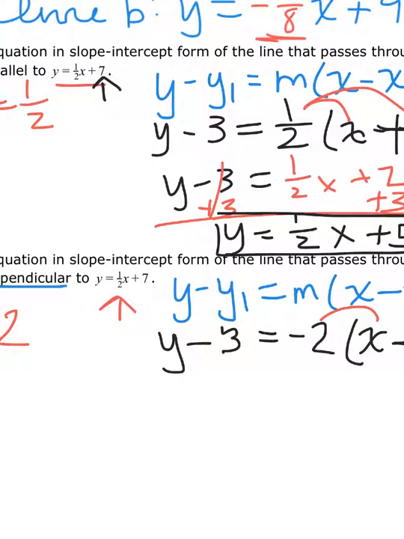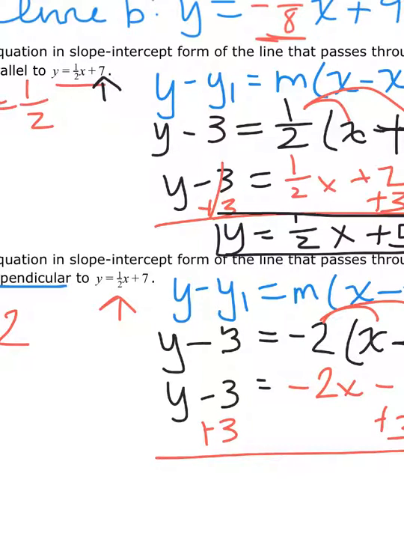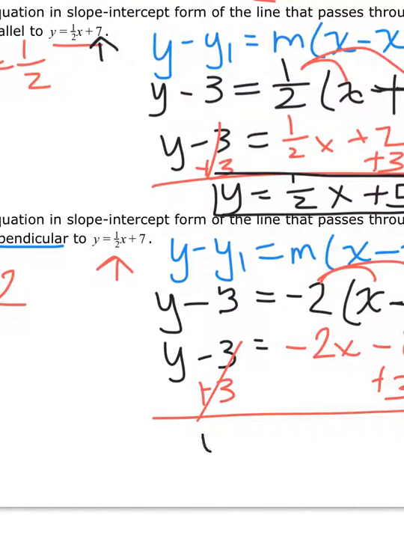All right, so then I'm going to distribute. -2 times x is -2x. -2 times +4? -8, right? We're multiplying. So now I've got y minus 3 equals -2x minus 8. I'm going to add 3 to both sides. So I've got y equals -2x minus 5.